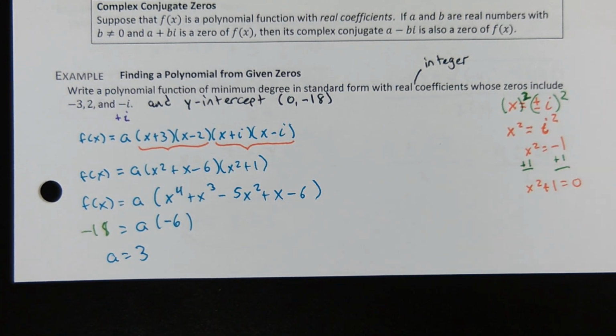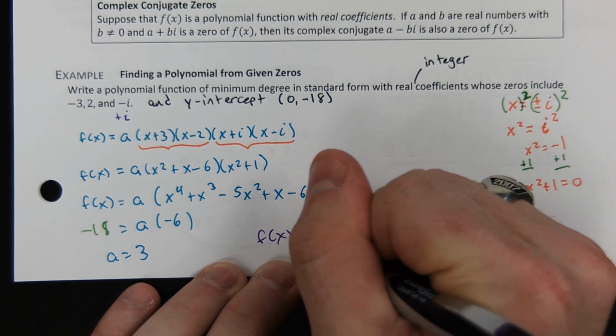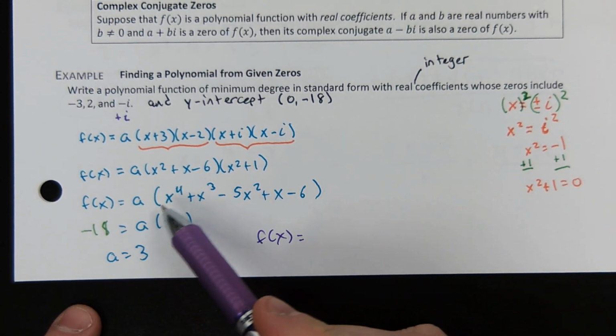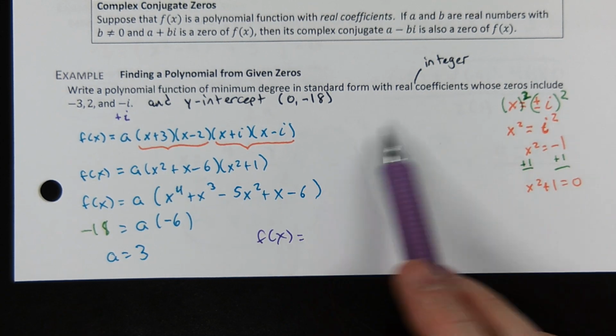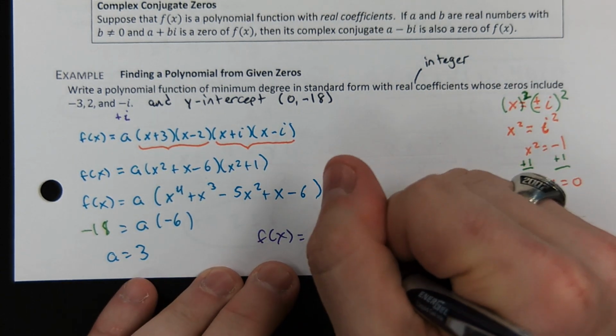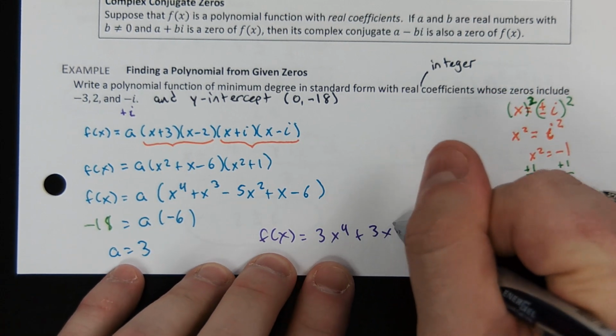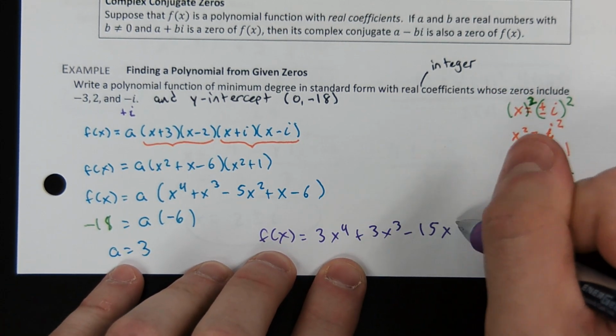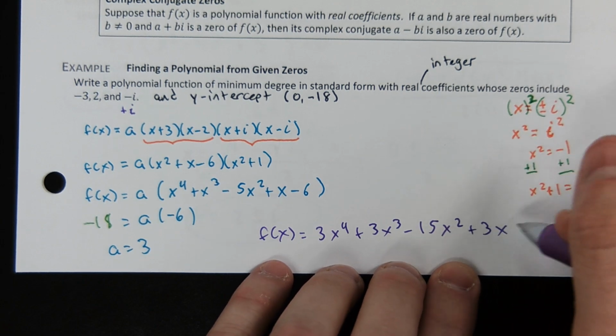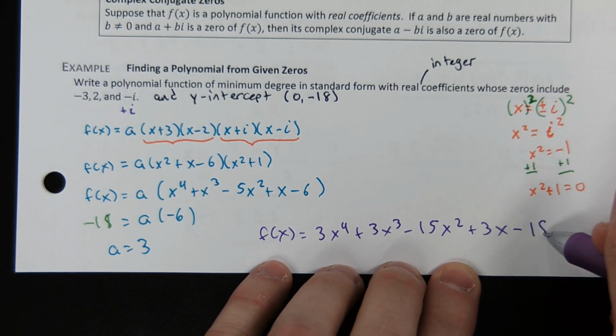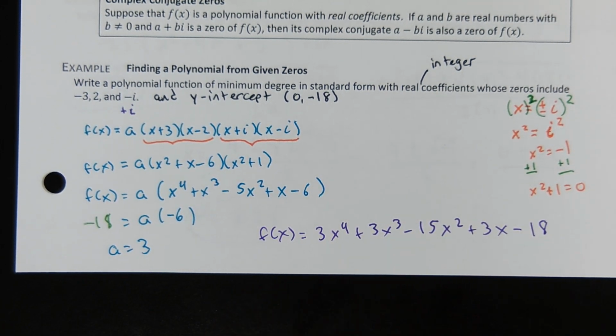So the final answer is f of x equals, and then you have to distribute the 3, because it says in standard form, 3x to the 4th, I'm just multiplying all these by 3, plus 3x to the 3rd minus 15x squared plus 3x minus 18. That's beefy. We need more space for that. I'm sorry about the space.